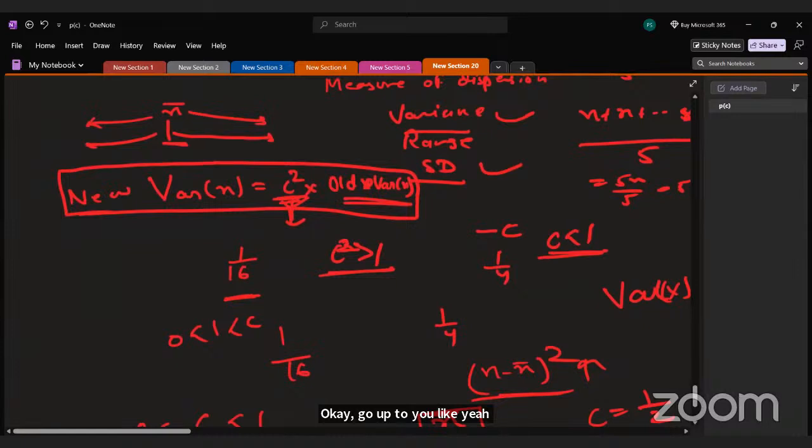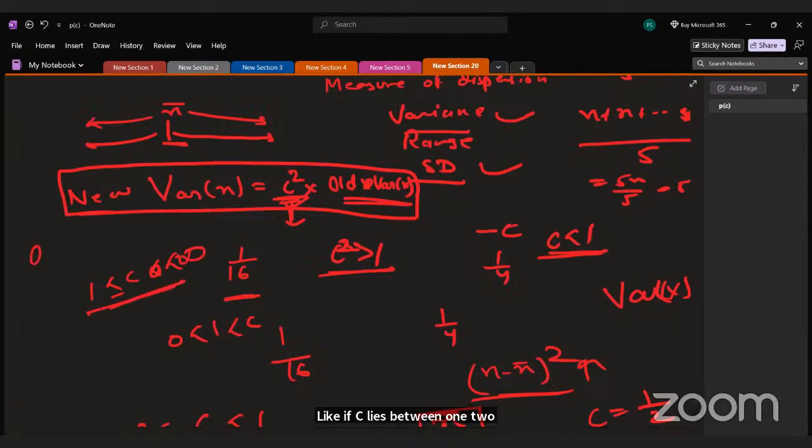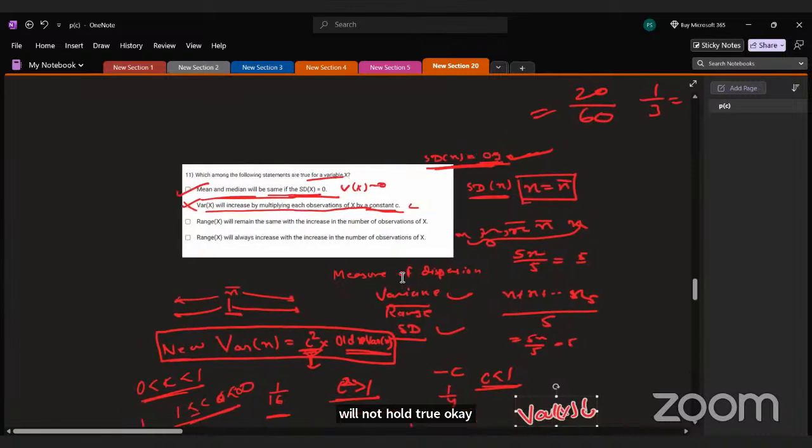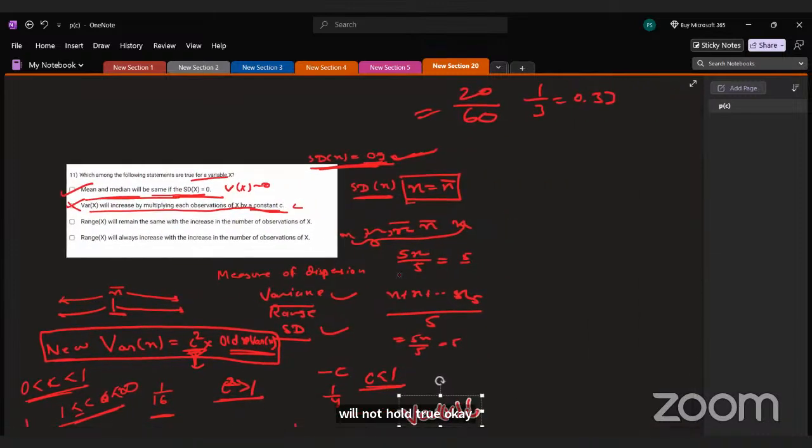If C lies between 1 to infinity, it will increase. But if it lies between 0 to 1, the variance will decrease. So this option will not hold true. Okay. Yes, sir. Okay. Somebody was asking another question.